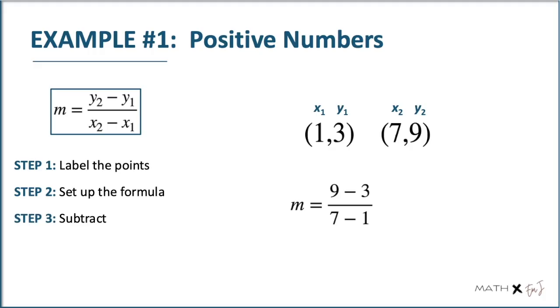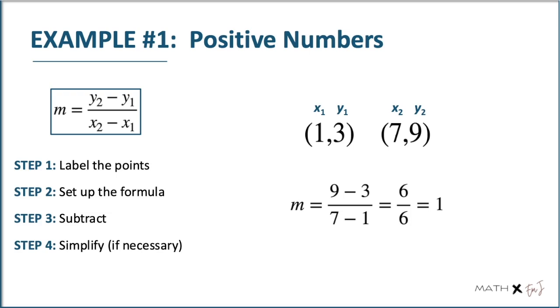Next, we need to do the subtraction in the numerator. So 9 subtract 3 is 6, and in the denominator, 7 subtract 1 is also 6. Finally, we want to simplify our answer, and 6 divided by 6 is just 1.